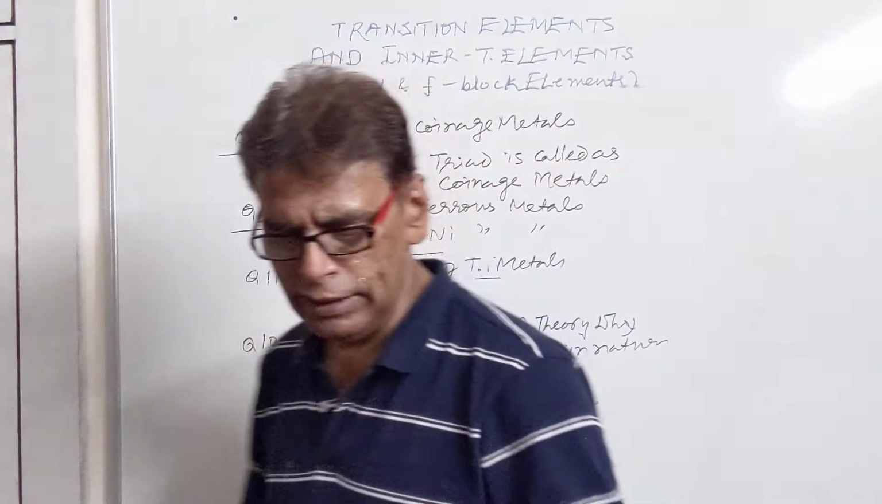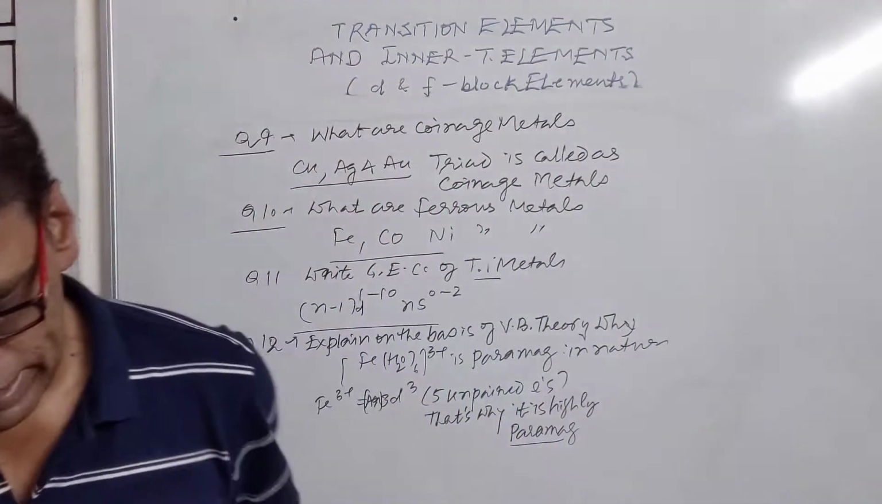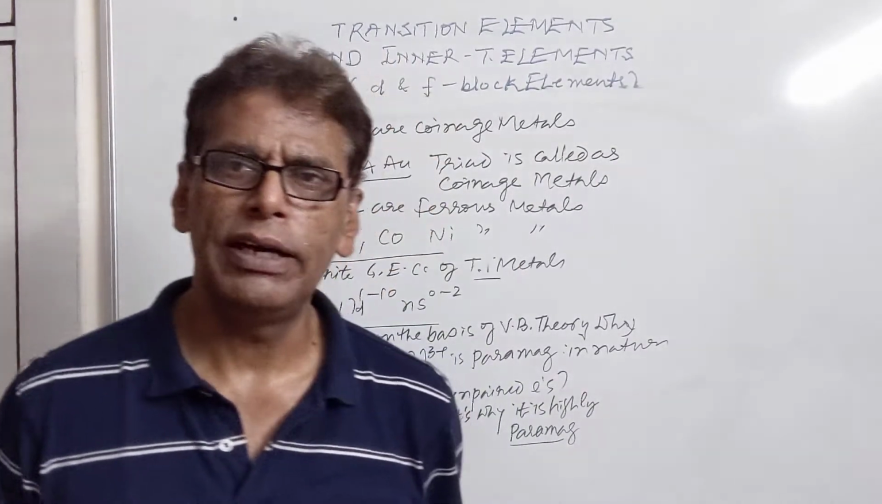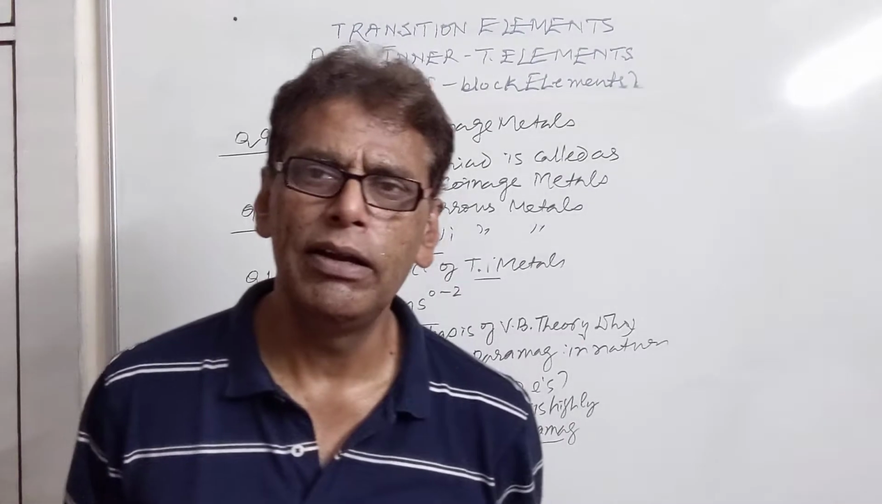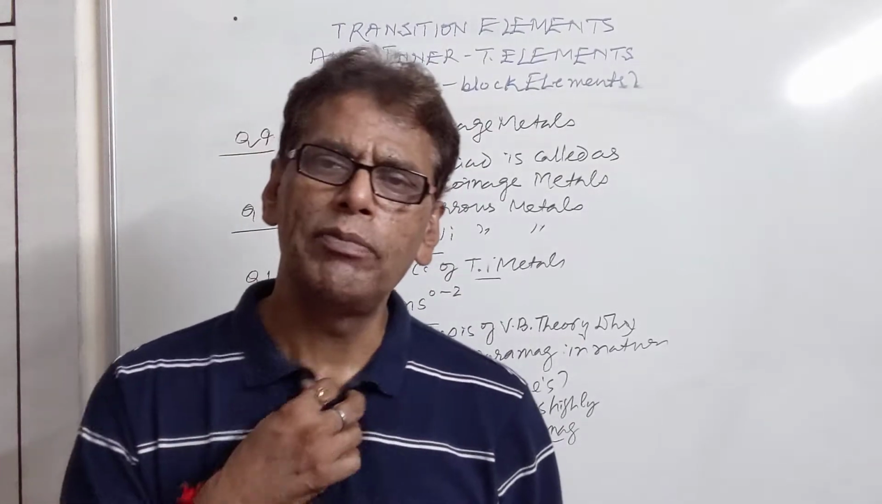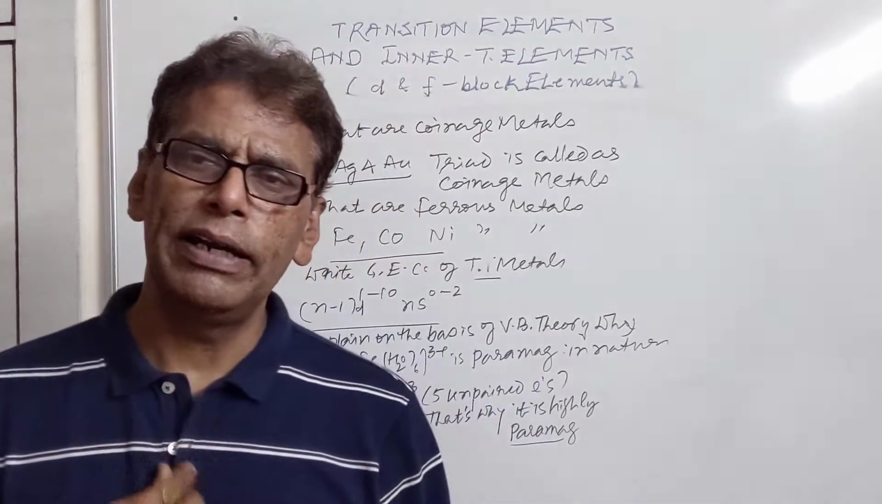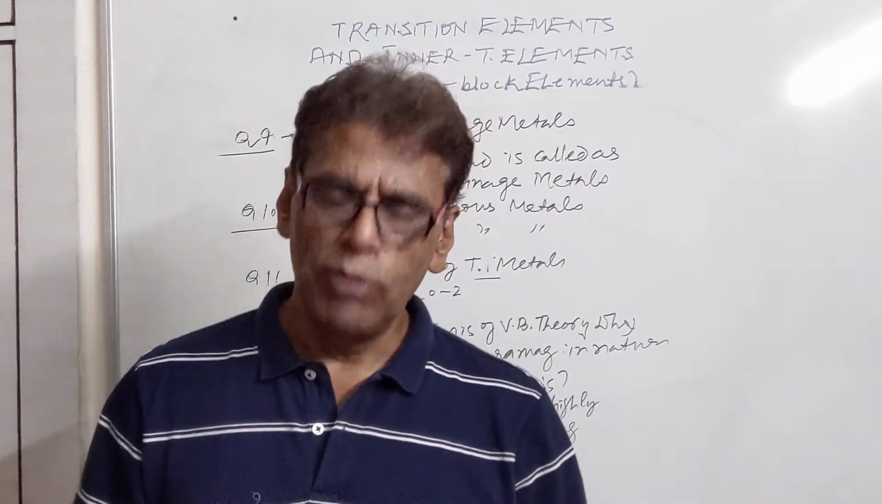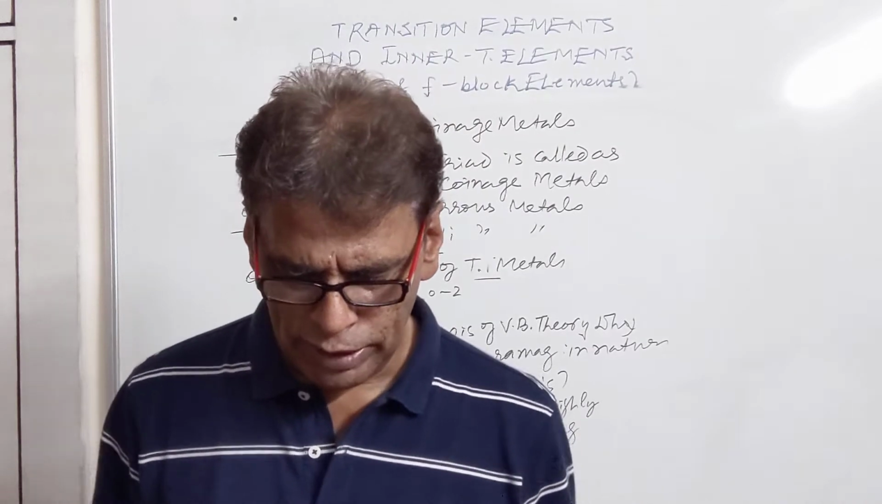So paramagnetism, as we know from solid state chemistry, if the species have unpaired electrons, they are attracted by the applied magnetic field. If they have more unpaired electrons, they are called ferromagnetic substances, since they have more attraction towards the applied magnetic field.